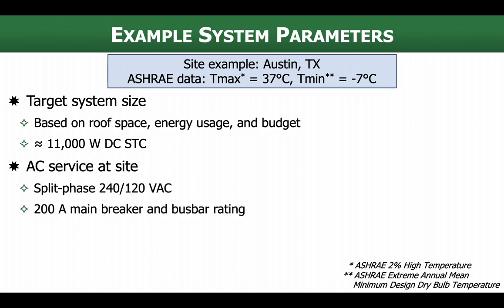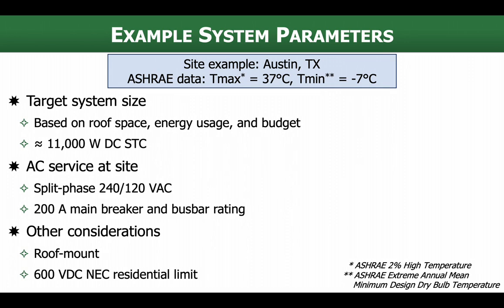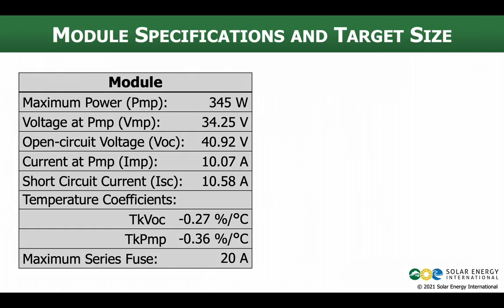As is typical for a lot of houses out there in the US, split phase 120/240 service voltage, 200 amp main breaker, 200 amp bus bar rating, and that's a lot of what's out there. Some are bigger, some are smaller, but you'll see a lot of these. Other considerations, it's going to be going on the roof, often the most economical and often the best solar window when you get elevated up on the roof. And of course, we have to realize that for 1 and 2 family dwellings, 600 volt DC limit per the National Electrical Code.